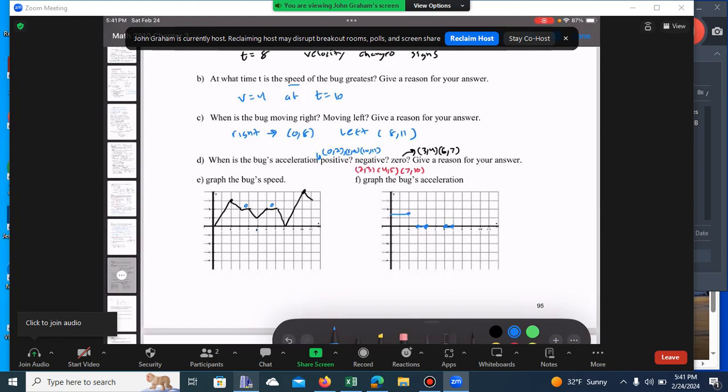It drops down to a decrease of 1 for a second. Goes to 0. Then it's a decrease of 1 again. Then it's an increase of 1. Then it goes back to 0. Then it's a decrease of 2. An increase, this is 4 and 2. Rise of 4 over 2, so increase of 2 for 2 seconds.